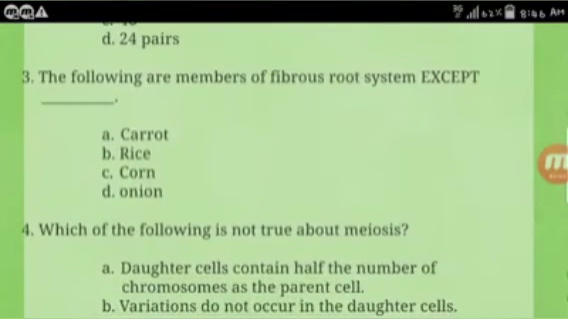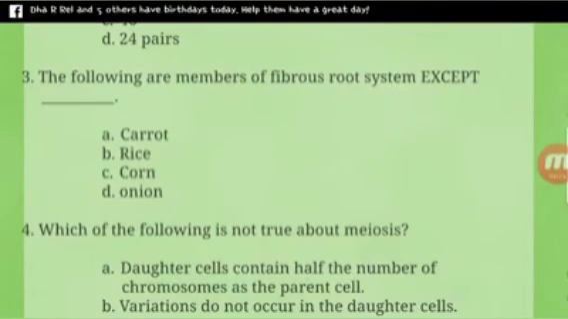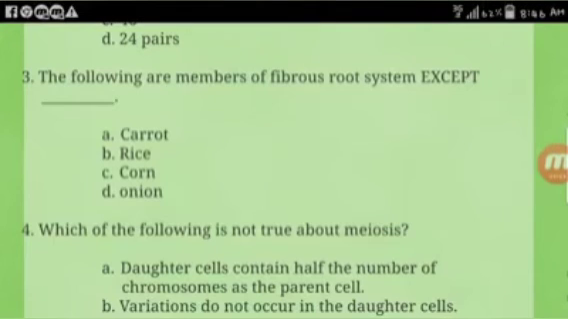Next, the following are members of the fibrous root system except, okay, when we say fibrous roots, the roots of these plants are having the same sizes, okay? The choices are carrot, rice, corn, onion, okay? So the answer here is carrot because carrot belongs to the tap root system wherein there is one big root, and you can see the small roots branching from it.